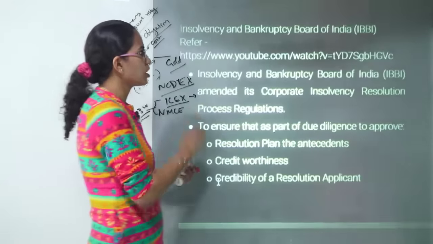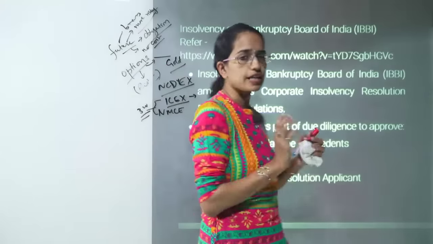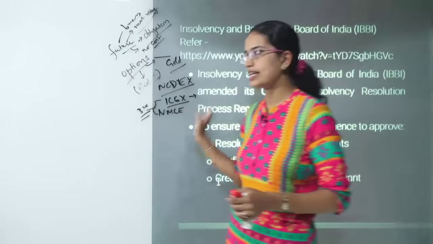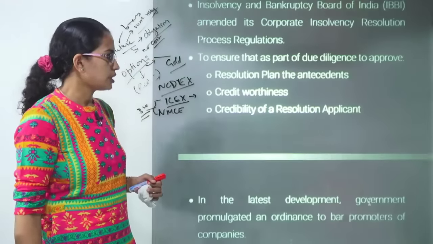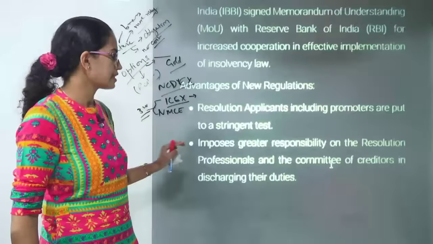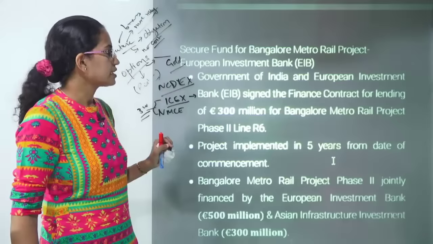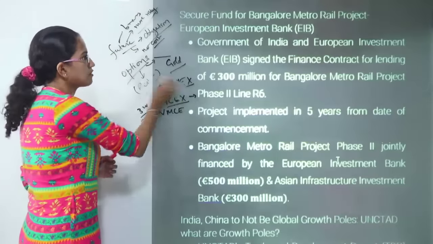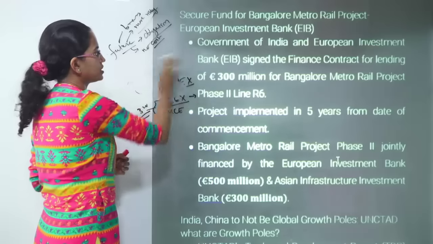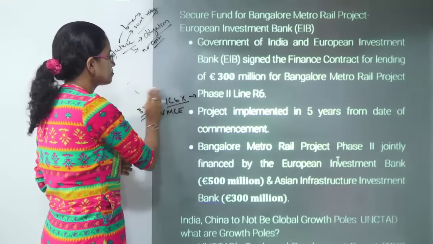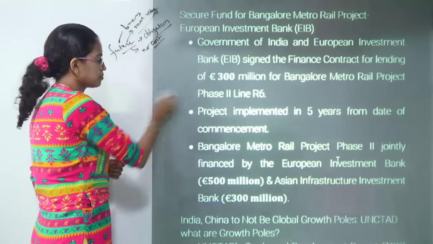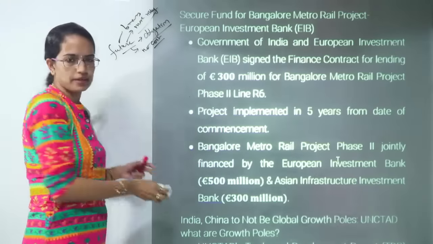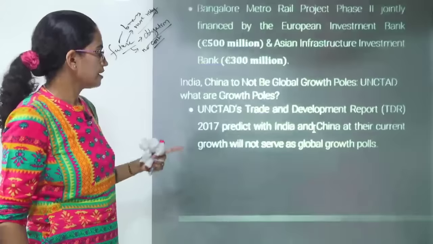The next is Insolvency and Bankruptcy Board of India. Very, very important. We have covered a detailed lecture on the Insolvency and Bankruptcy Board of India and the regulations that have been passed. So cover that thoroughly, don't leave it. The next important is secure funds for Bangalore Metro Rail project have been released, and this has been done by the European Investment Bank. So European Investment Bank has put in money for the Bangalore Metro Rail project. So that's again important.